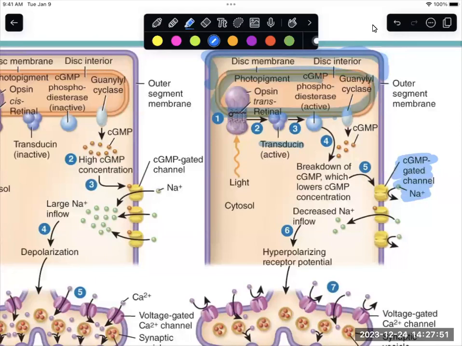But what is happening is through this step-by-step process, these many steps, it takes till step 5 for these sodium channels to even open. And it is this cyclic GMP that is being released from this guanylyl cyclase that comes and binds to these sodium channels to cause these sodium channels to open.